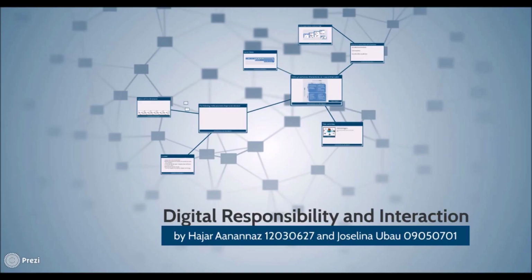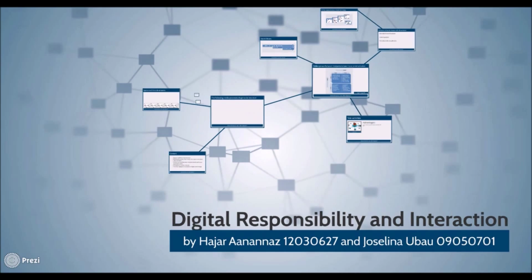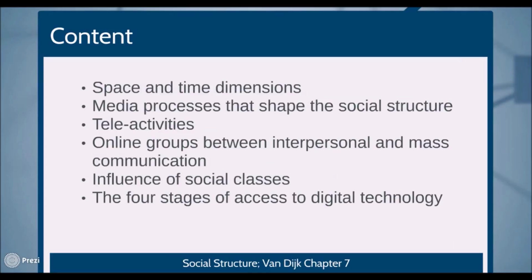We are in digital responsibility interaction class, and our topic for today is Social Structure, Chapter 7, by Hajar, Aanannaz, and Joselina, Ubau. The first slide of the content of this week's presentation is Space and Time Dimensions, Media Processes that Shape the Social Structure, Teleactivities, Online Groups between Interpersonal and Mass Communication, Influence of Social Classes, and the 4 stages of access to digital technology.